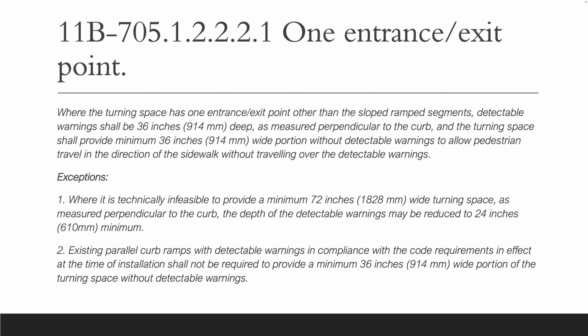That's covered in 705.1.2.2.2.1, which says where the turning space has one entrance or exit point other than the sloped ramp segments, so that's the walkway part, detectable warnings shall be 36 inches deep as measured perpendicular to the curb, and the turning space shall provide minimum 36 inches wide portion without detectable warnings to allow pedestrian travel in the direction of the sidewalk without traveling over the detectable warnings.